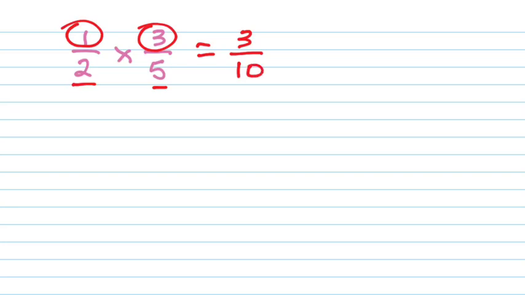And I know it won't simplify. Why? Because none of them want to be simplified. I simplified before I started, right? If it won't simplify in the beginning, is it going to simplify later? No. Okay? Good deal.